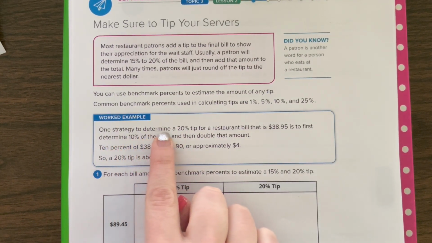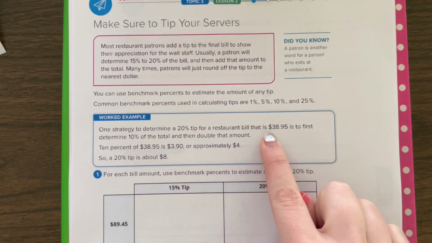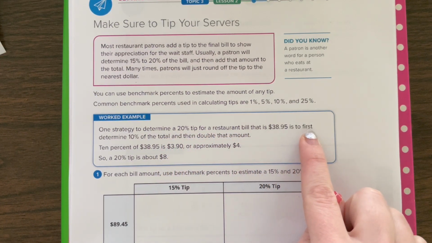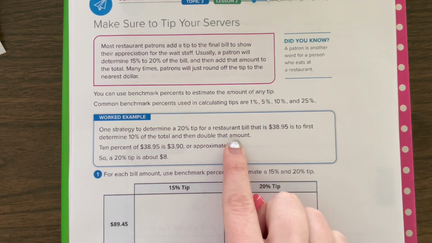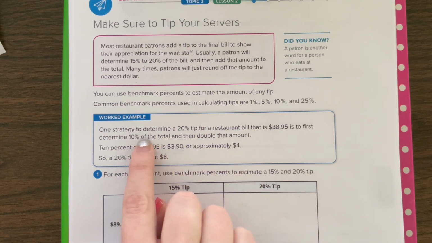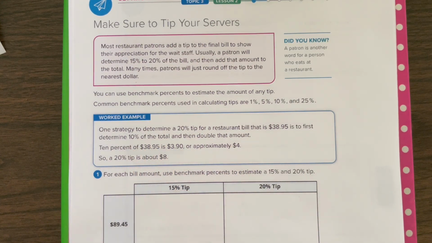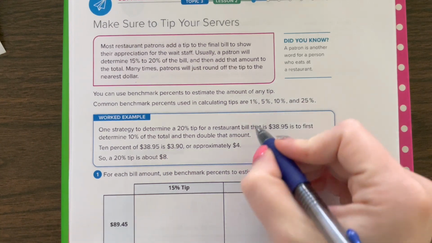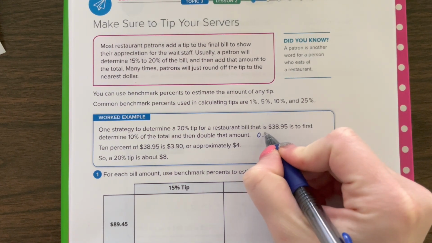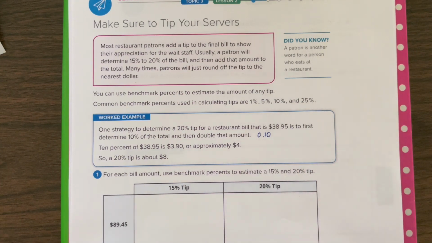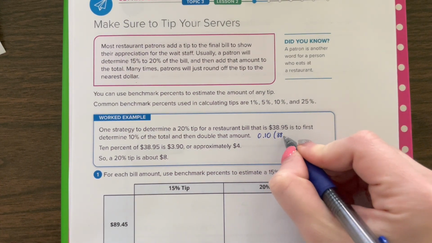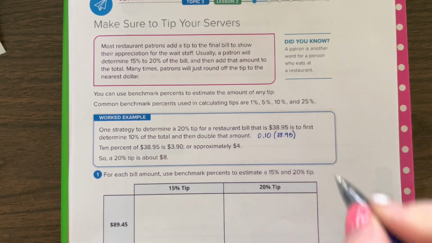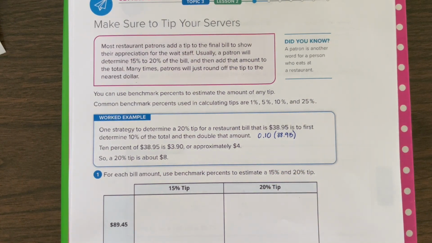One strategy to determine a 20% tip for a restaurant bill that is $38.95 is to first determine 10% of the total and then double that amount. If we're talking about 10%, we can change 10% to a decimal, and that would be 0.1 or 0.10, however you want to write it. Then we multiply it by $38.95. So go ahead and type that in your calculator: 0.1 times $38.95.